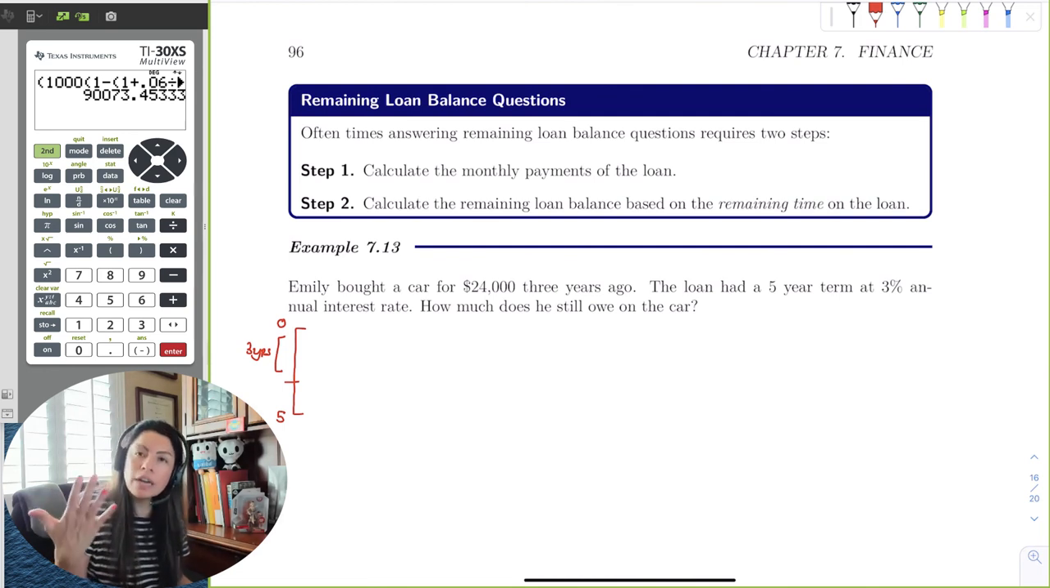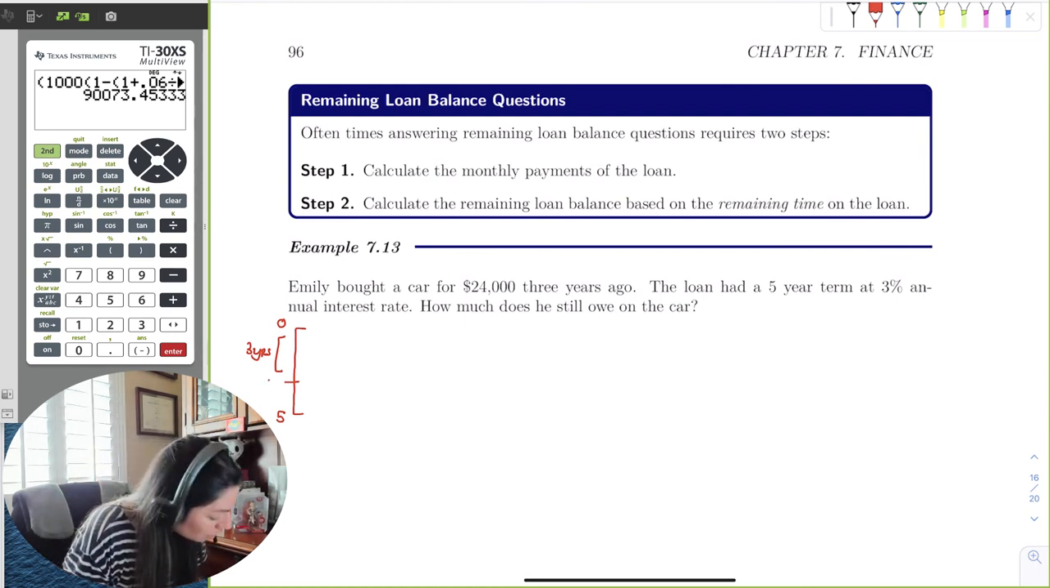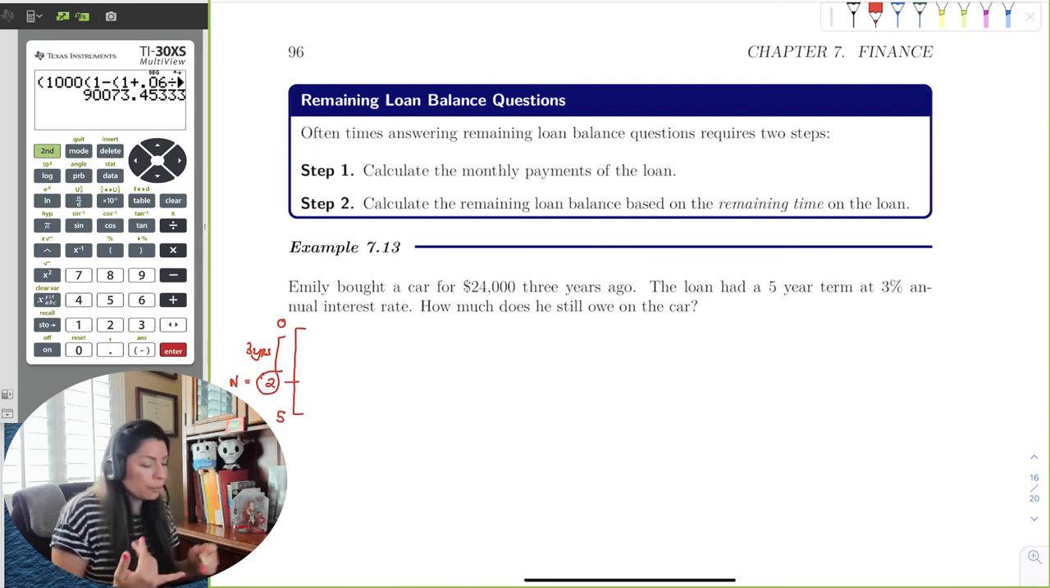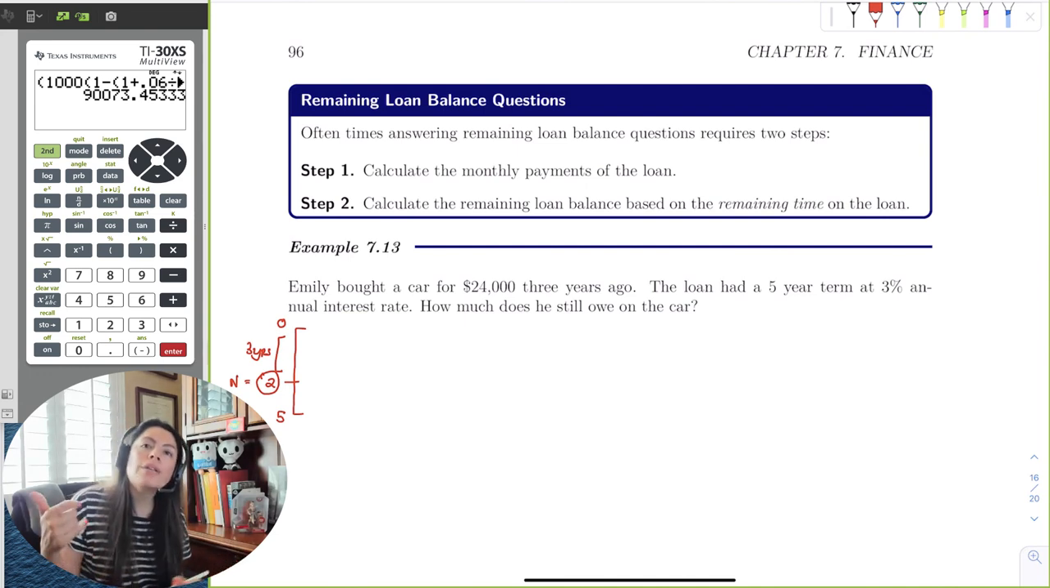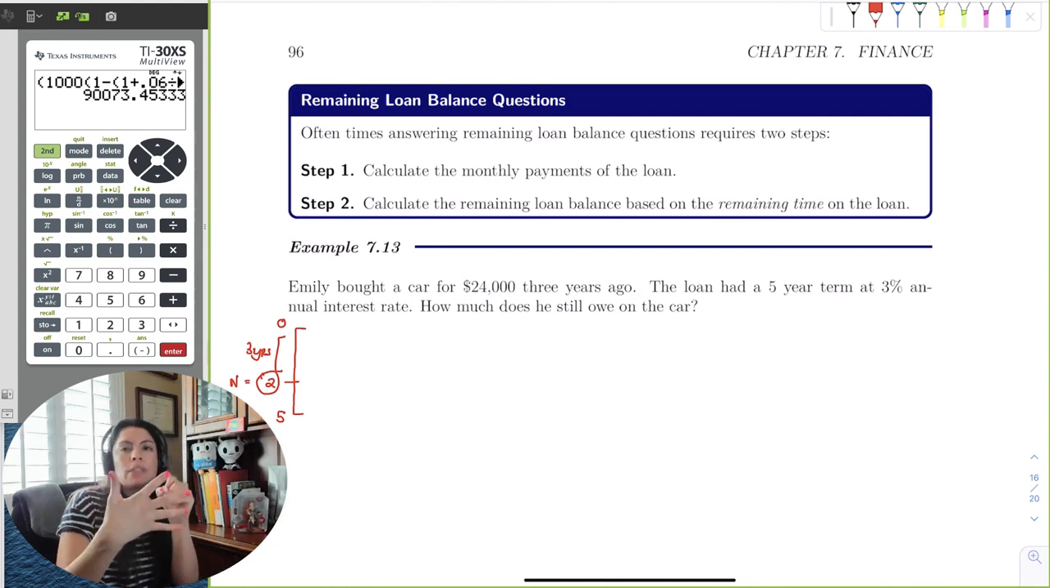Well, if it's a 5-year loan and 3 years have gone by, 1, 2, 3, there's 2 years left on the loan. So again, the most important part is understanding how many years are left on the loan, not how many years from when the loan started. Since Emily had a loan that was 5 years long and 3 years already went by, there were only 2 years left on the loan.